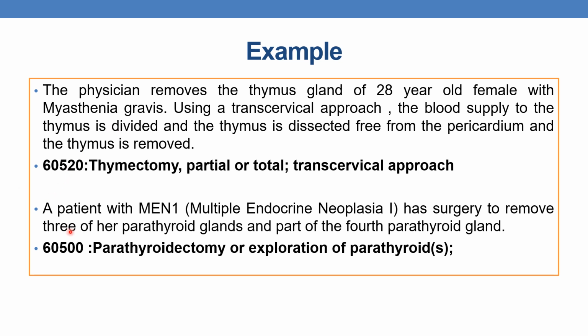Let us see one more example. A patient with MEN 1, multiple endocrine neoplasia 1, has surgery to remove 3 of her parathyroid glands and part of the 4th parathyroid gland. Here the CPT is 60500. Parathyroidectomy or exploration of parathyroid.